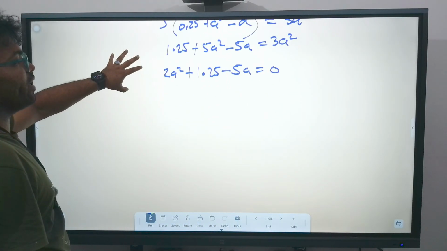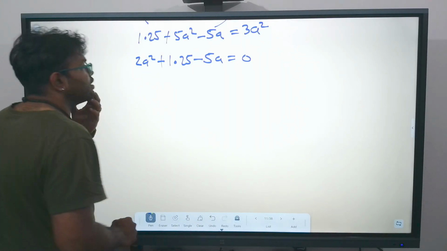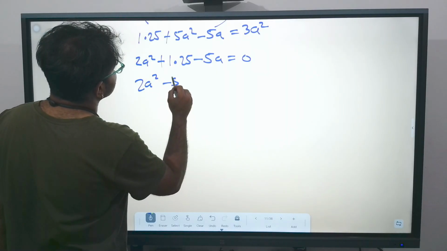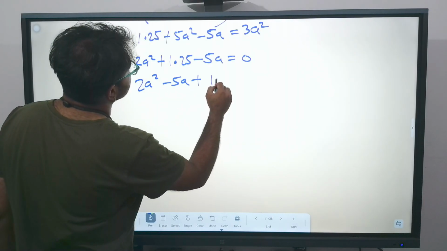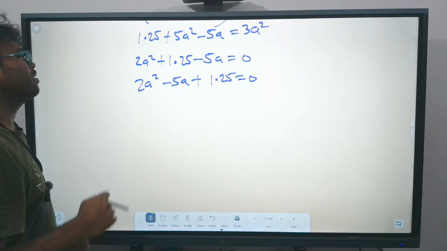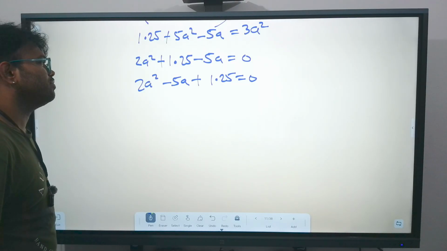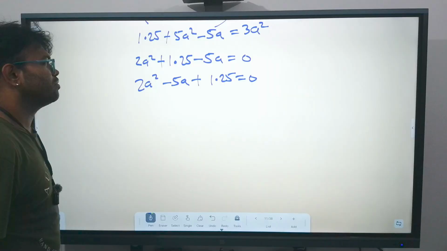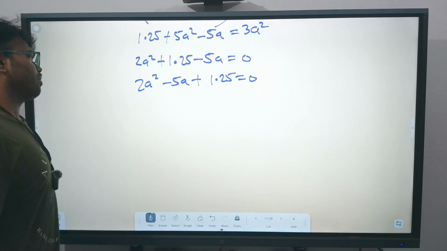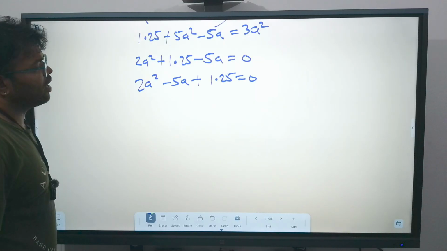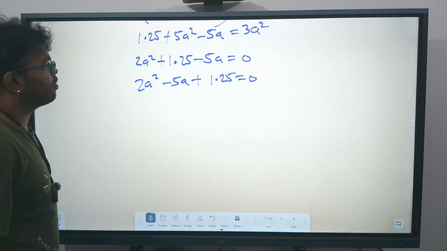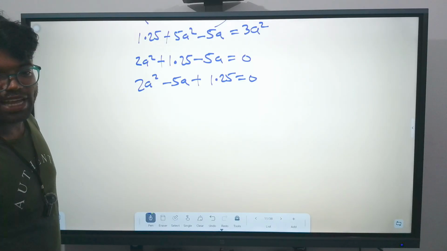Okay, first things first, I'm going to write this out. 2a square minus 5a plus 1.25 is equal to 0. Should I just use the quadratic formula? Yeah, you can do it. You try to do it. 2a square minus 5a plus 1.25 is equal to 0. Therefore, you can then directly put this in the calculator, right?